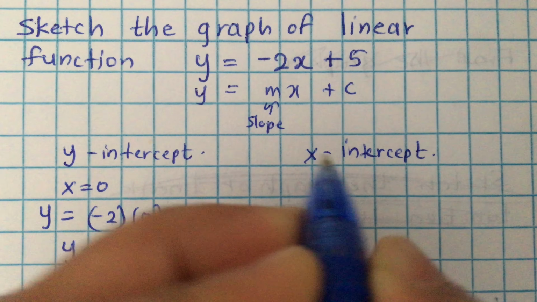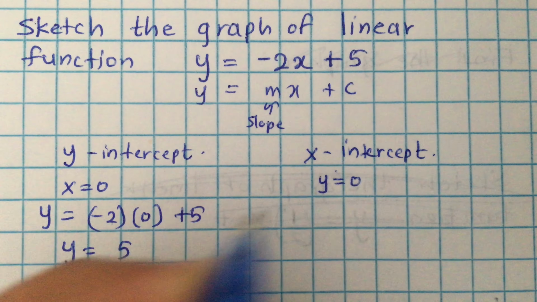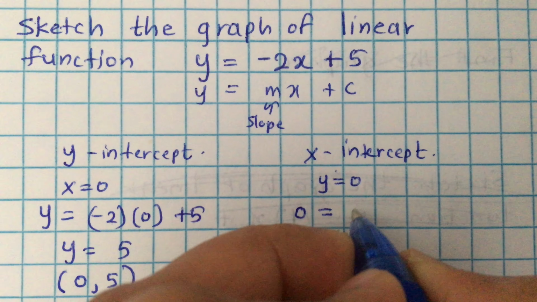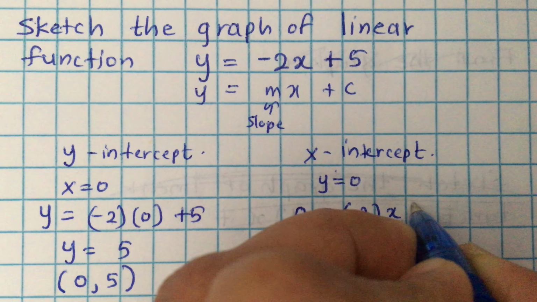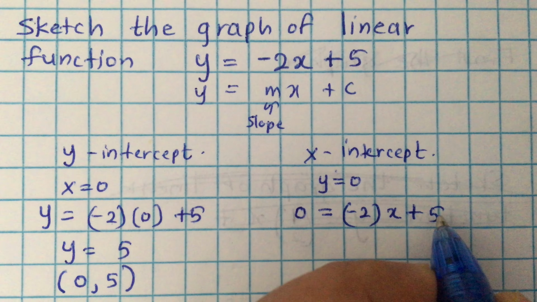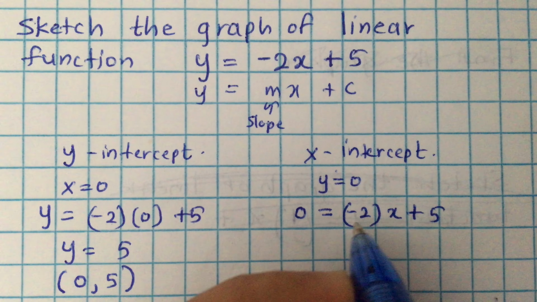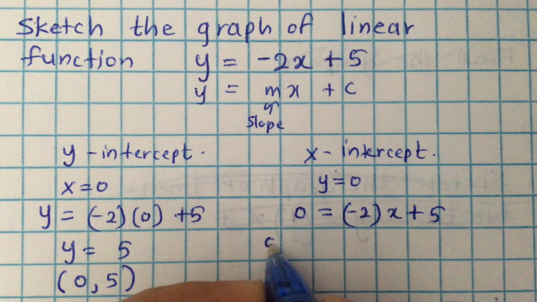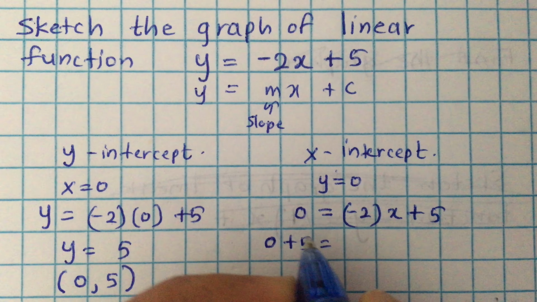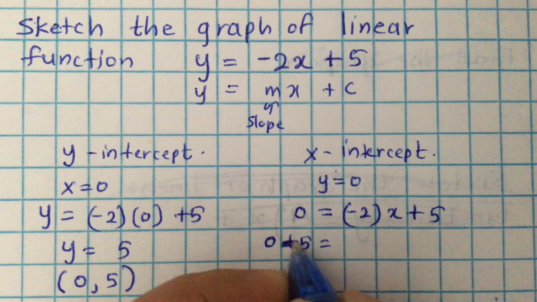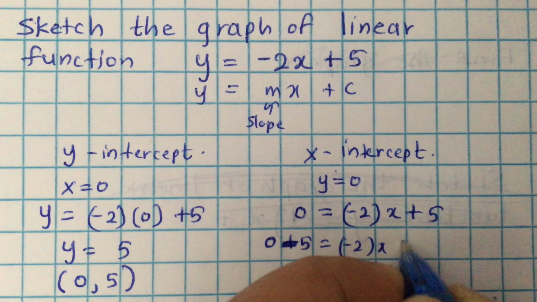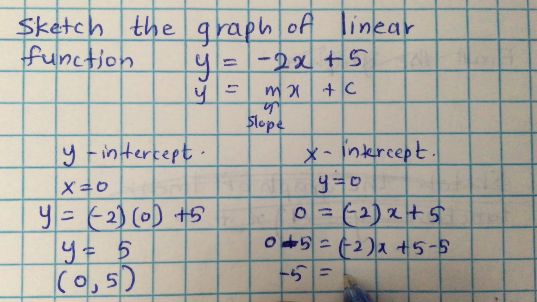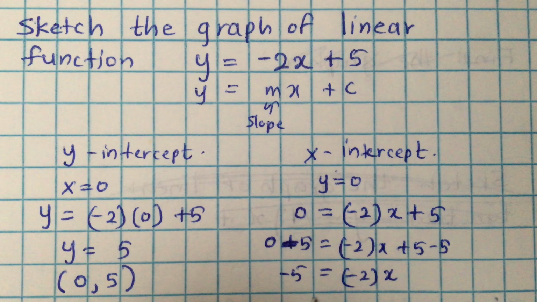At the x-intercept, your y value is 0. So substitute y equals 0 into the function, then solve for x. As you can see, here we have positive 5. So we are going to remove this 5 from this side. You have to subtract 5 from both sides. And then you have negative 5 equals negative 2 times x.